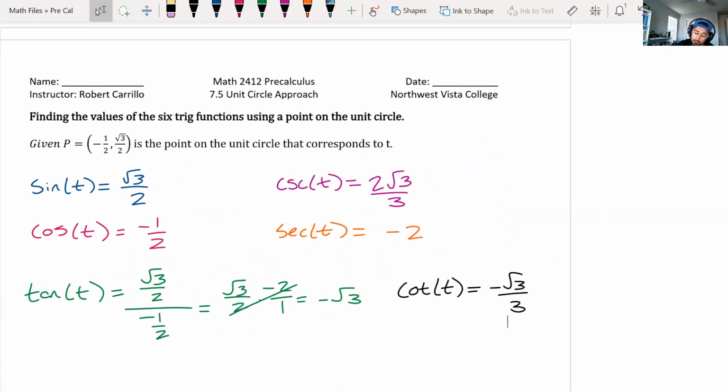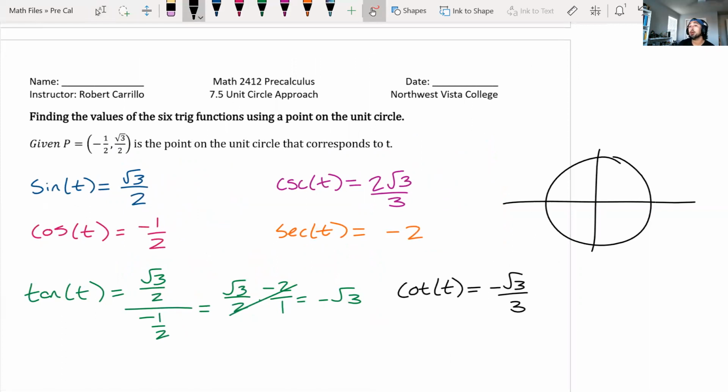So I mean, if I drew what we're looking at, right? Here's my lovely unit circle. All right. Well, first off, what quadrant would this point be in?